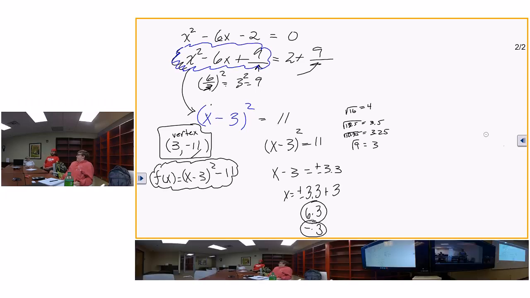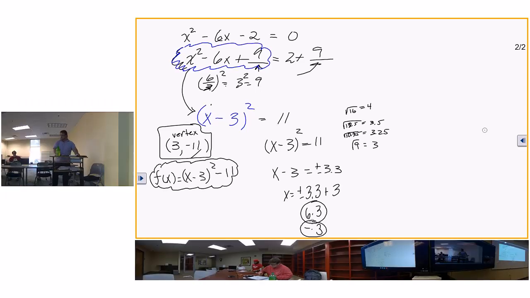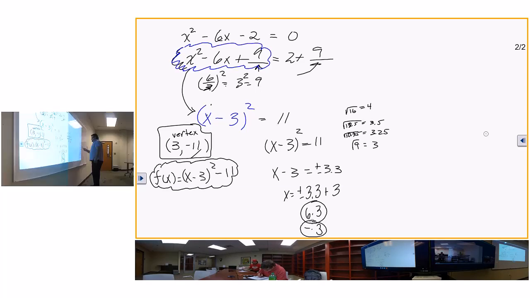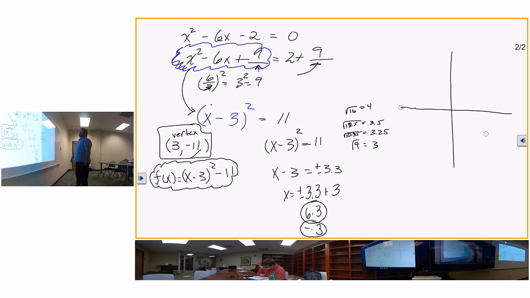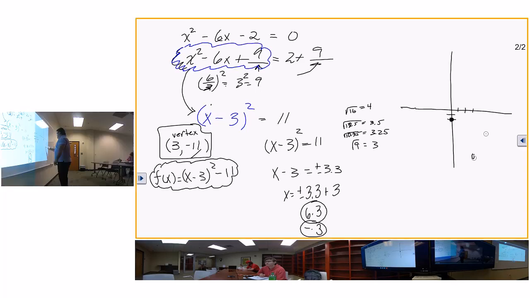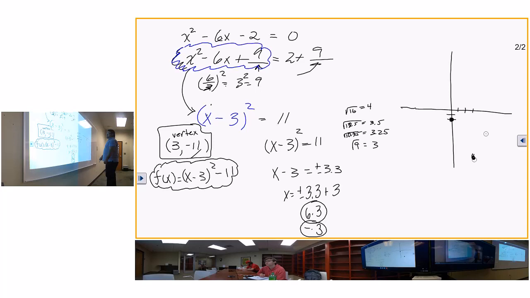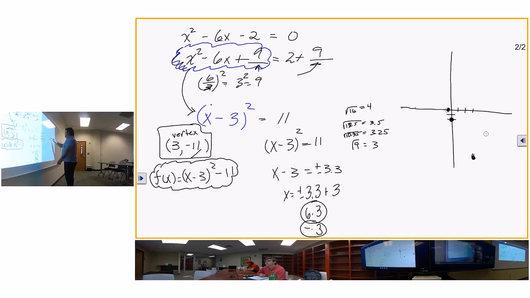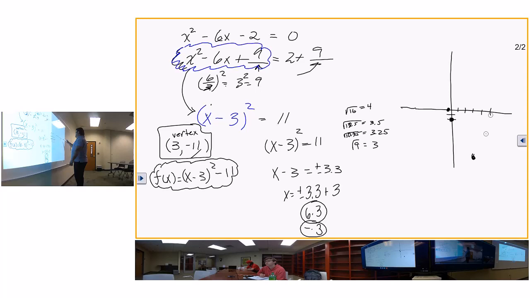Okay, did y'all draw it out? Now they've gone off talking to me again. That means they know how to do it, so we can go to the next level. All right, so we've got a -2 on the y-intercept. We've got a 3 and -11 on the vertex, and we've got a -0.3 and a 6.3, and there is our parabola.